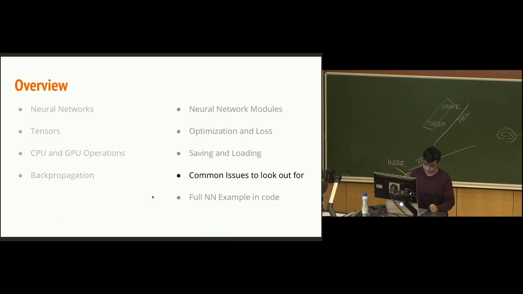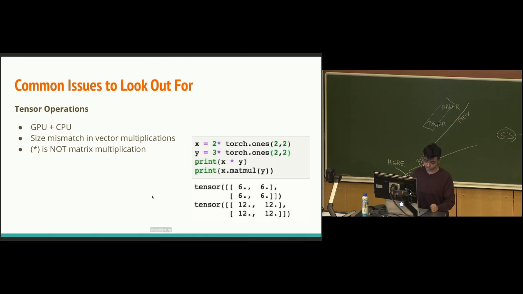Now I will go through some of the common issues that you might encounter while you're coding in PyTorch. The first one is don't mix CPU and GPU operations, because these reside in 2 different devices and 2 different memories, so you can't mix operations between the 2. Either put everything on the GPU or on the CPU.